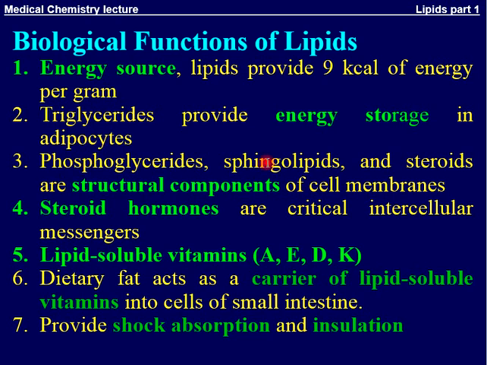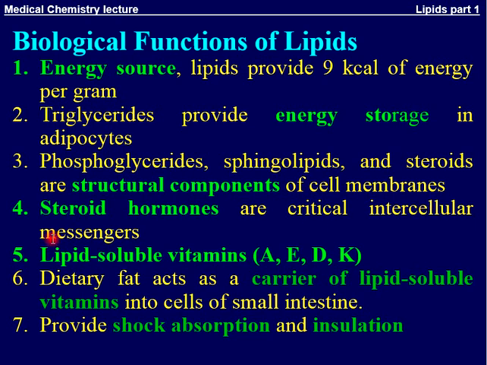Phosphoglycerides and sphingolipids, two main classes of lipids, in addition to steroids, are structural components of the cell membrane, which means that they form the structure of the cell membrane. Steroid hormones are critical intercellular messengers. Even lipids can work as critical messengers like hormones.